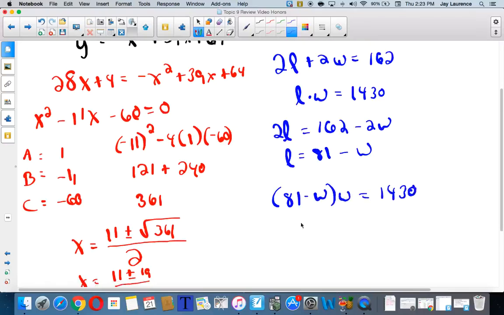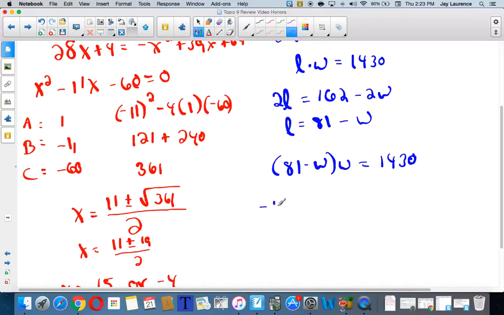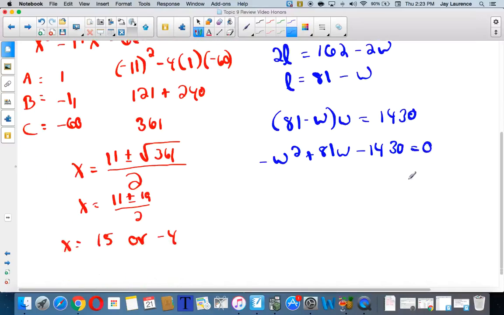All right, so as I do this, I'm going to get negative W squared plus 81W, and I'm going to subtract 1,430 from both sides to make it equal 0. And now I can go factoring, or I can go quadratic formula, something like that. So I think I'll go quadratic formula again. So A, B, C: easy as negative 1, 81, negative 1,430.